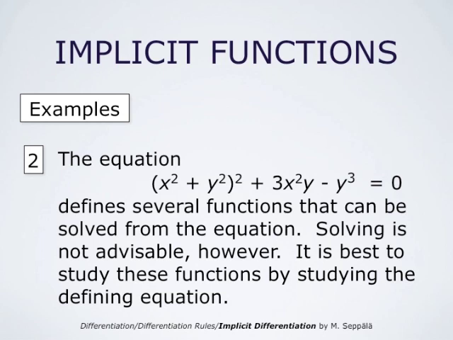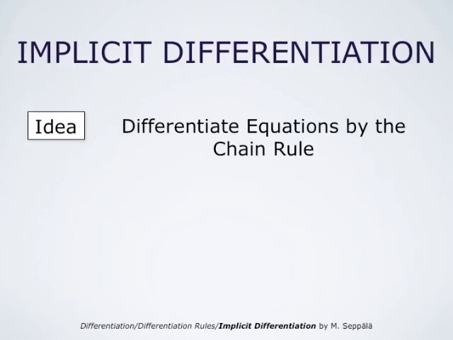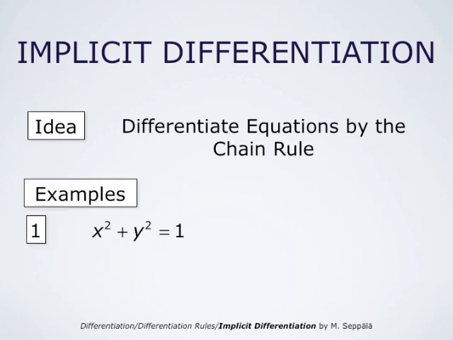Now the idea here is that we differentiate equations by the chain rule. And that is best illustrated by examples. So we had the equation x squared plus y squared equals 1. That's an equation for a circle of radius 1 with center at the origin. From this equation, it would be a simple matter to solve y in terms of x. But we may differentiate directly.